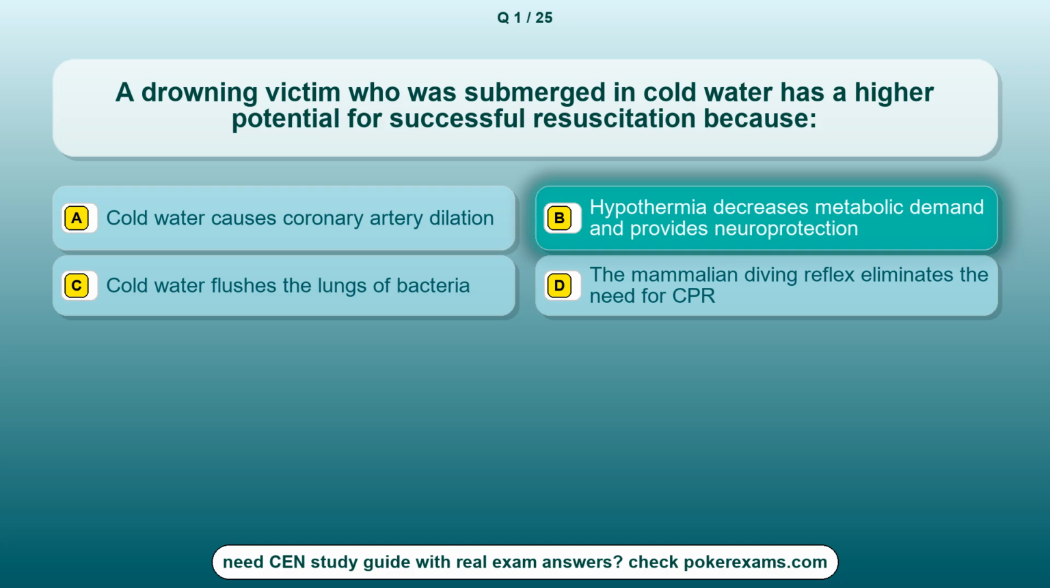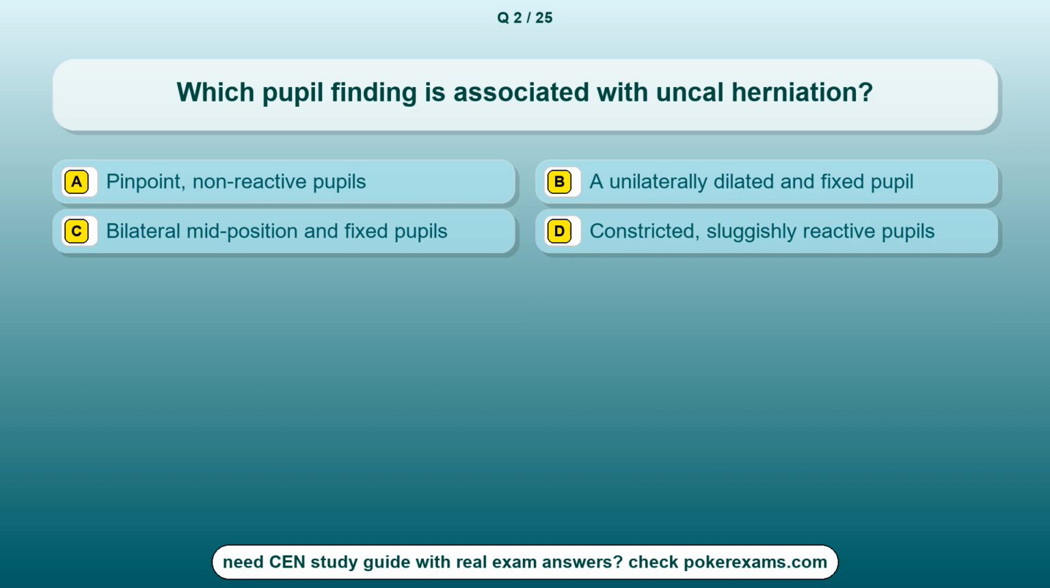The correct answer is option B. Hypothermia decreases metabolic demand and provides neuroprotection. Question 2. Which pupil finding is associated with uncal herniation? Option A. Pinpoint, non-reactive pupils. Option B. A unilaterally dilated and fixed pupil. Option C. Bilateral mid-position and fixed pupils. Option D. Constricted, sluggishly reactive pupils.